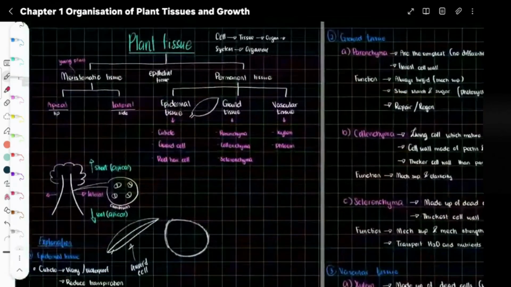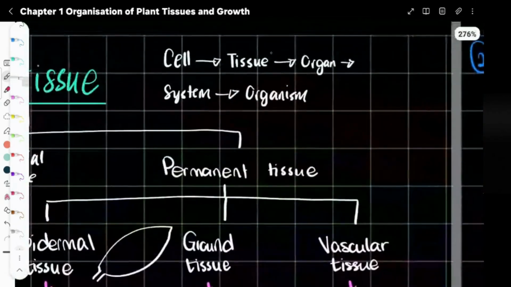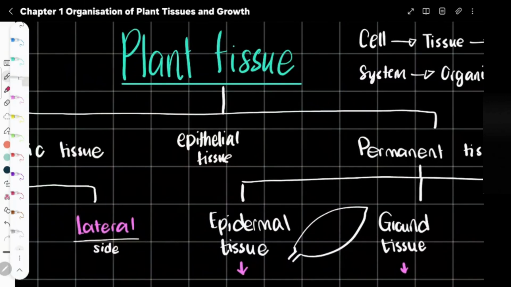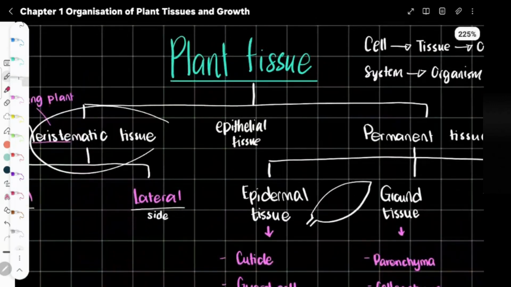So what we learned today, we learned the plant tissue, the second tier of the cell organization. I don't know if that's how you say it, but we learned the second tier, which is the tissue. And there are three tissues that you have to know: the meristematic tissue, the epidermal tissue, and also the permanent tissue.